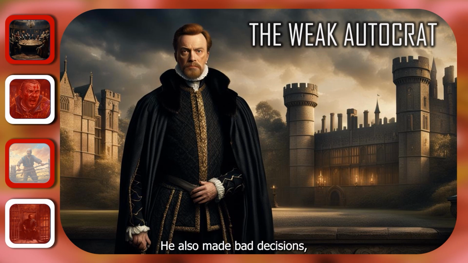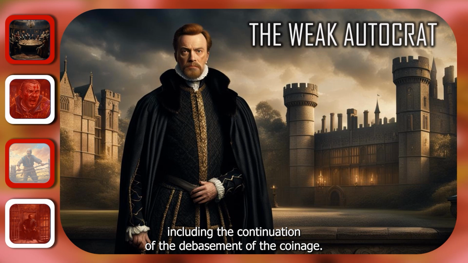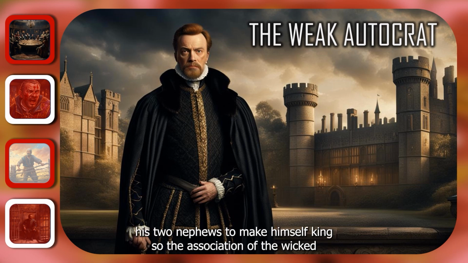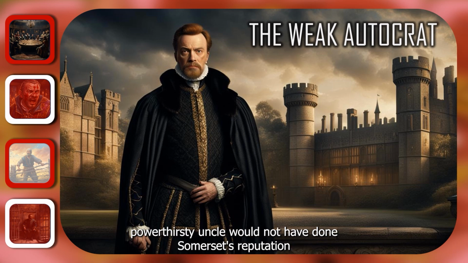He also made bad decisions, including the continuation of the debasement of the coinage. This meant other leading members of the council, such as Suffolk and Warwick, felt even more sidelined from politics. Added to this, everyone at court believed as fact that Richard III had murdered his two nephews to make himself king, so the association of the wicked power-thirsty uncle would not have done Somerset's reputation any good.